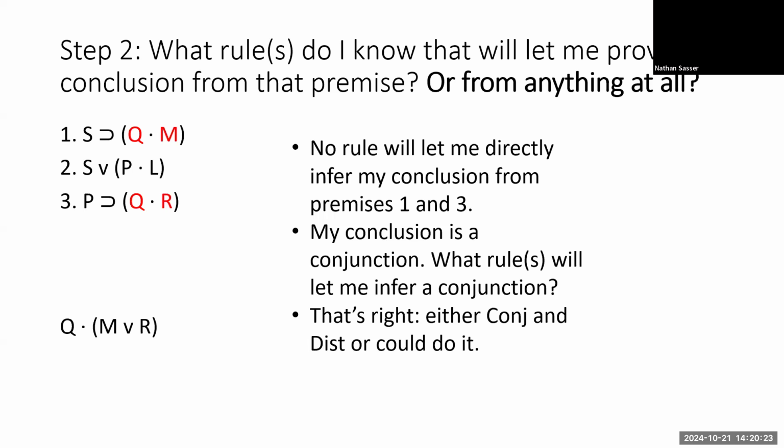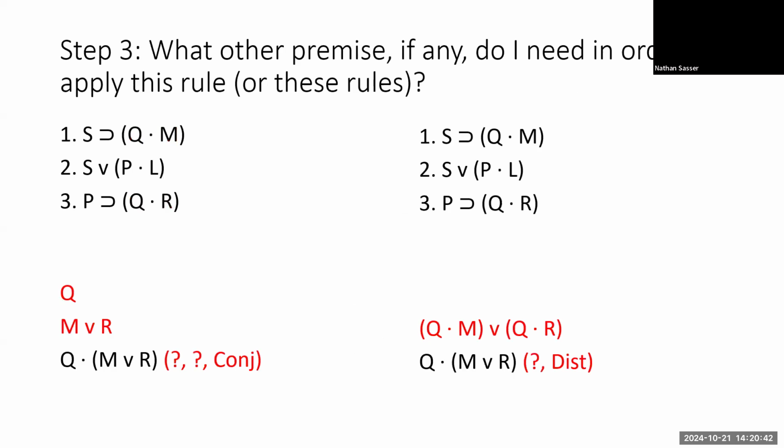And the answer is that there's 2 possibilities. Either the conjunction rule will do it, and that's an implication rule, or the distribution rule could do it. Both of those can give you a conjunction as a conclusion. So we're going to be thinking about both those possibilities in our heads at once. So a third step is, what other premise, if any, am I going to need in order to apply this rule? Or in this case, these different rules.